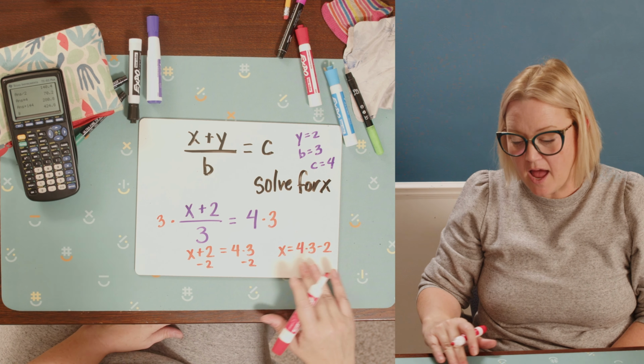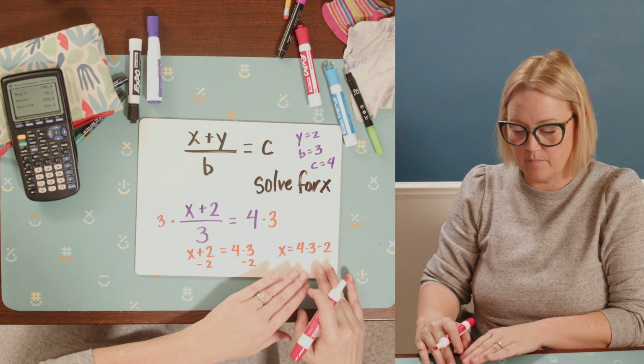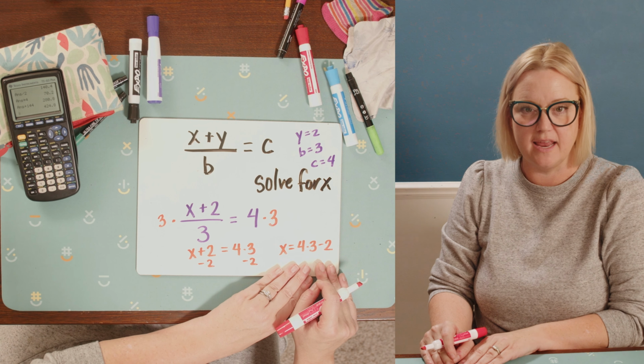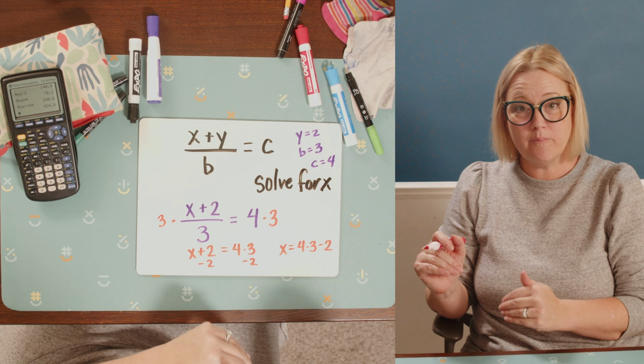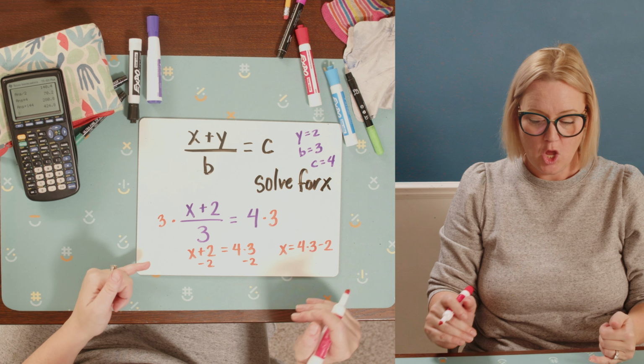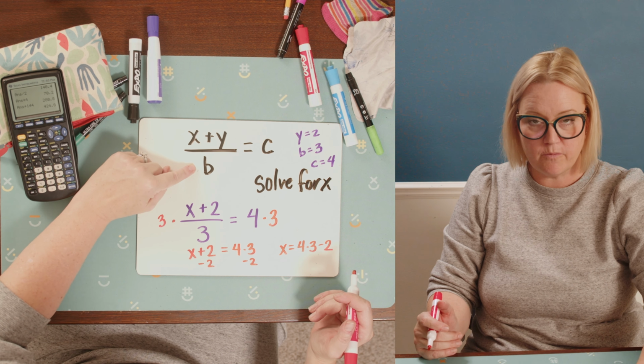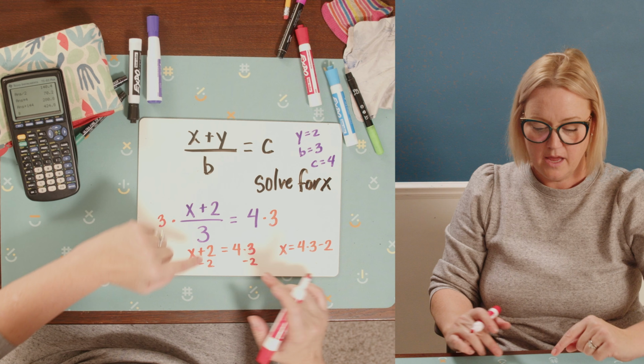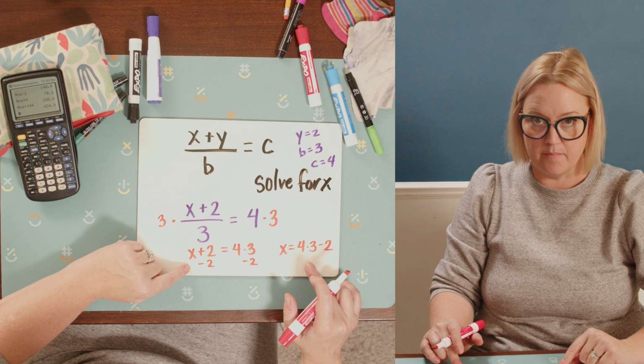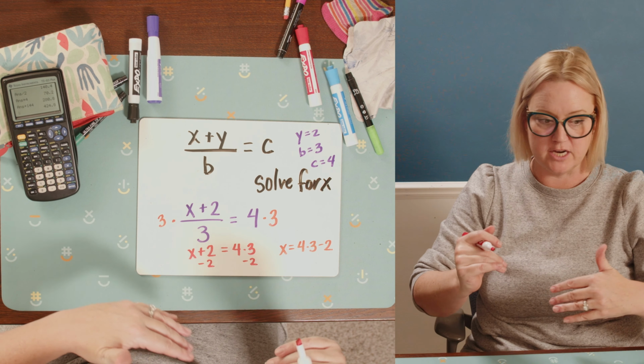Okay, now notice I'm not actually calculating these, right? Because remember, we're just trying to visualize the steps. So what we did first was we multiplied by what was on the bottom. Great. And then we subtracted that other number. So it's in reverse order of operations.